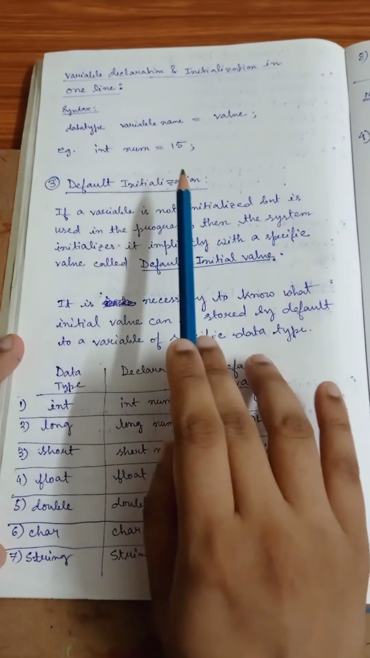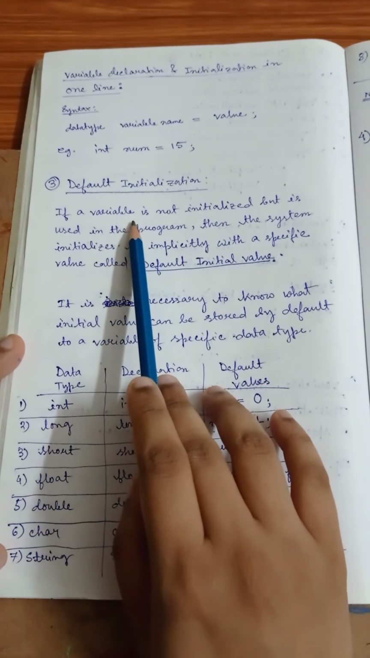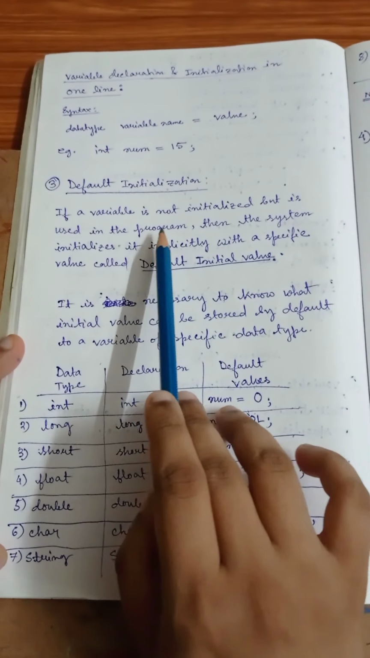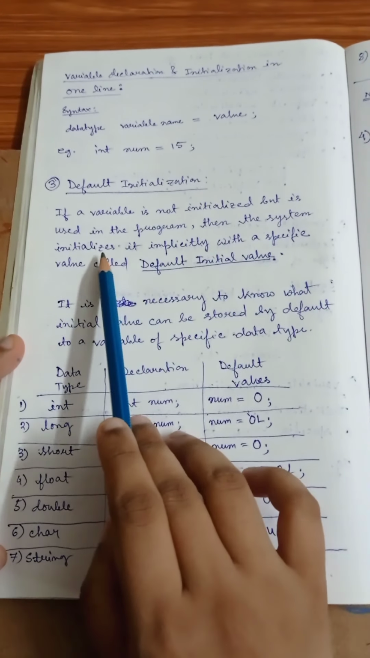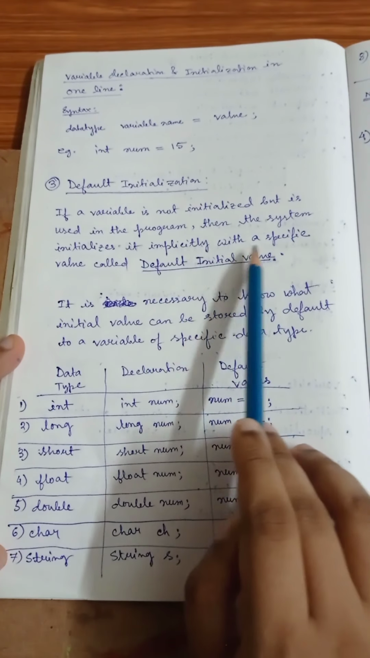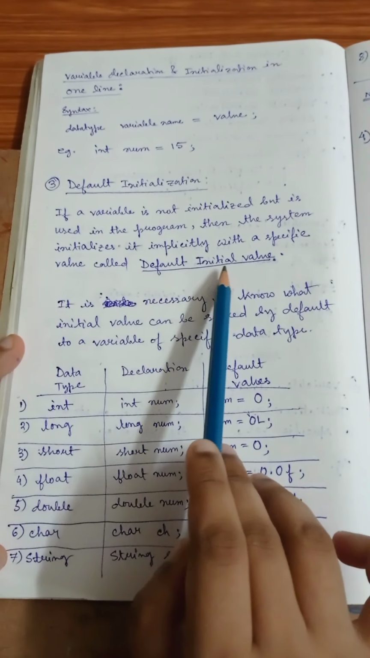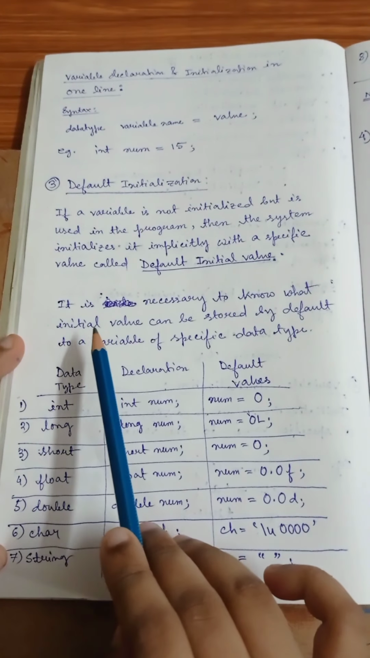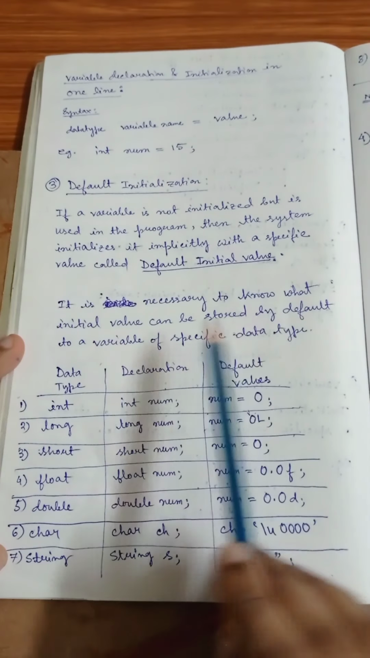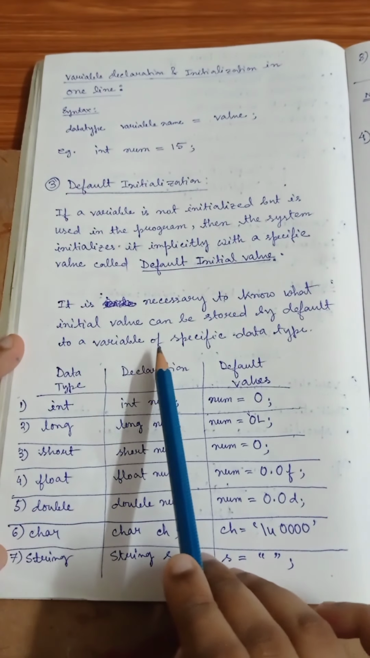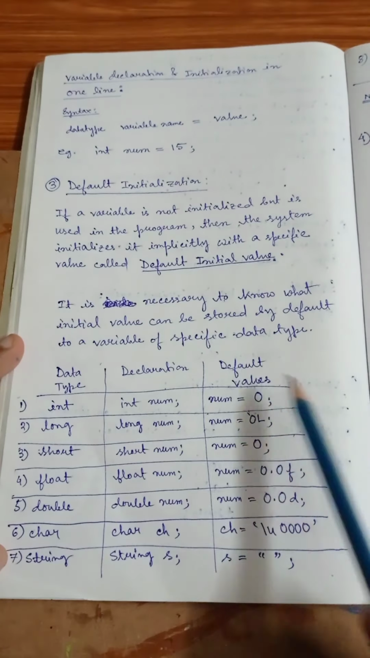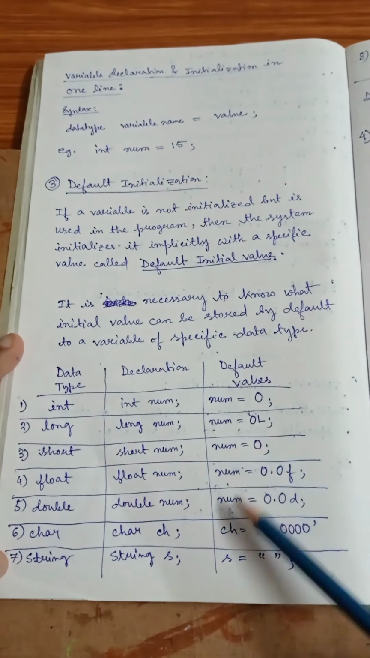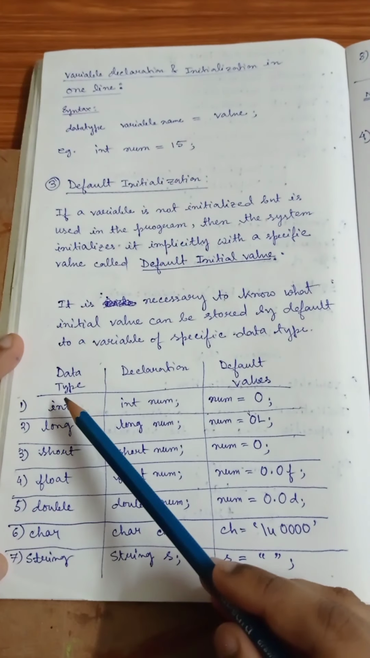Next is default initialization. If a variable is not initialized but is used in the program, then the system initializes it implicitly with a specific value called the default initial value. It is necessary to know what initial value can be stored by default in a variable of a specific data type. So this table describes the default values of a particular data type.